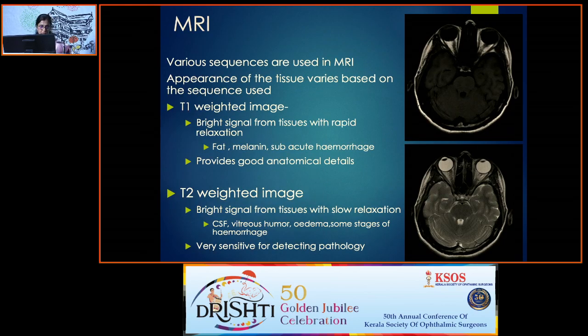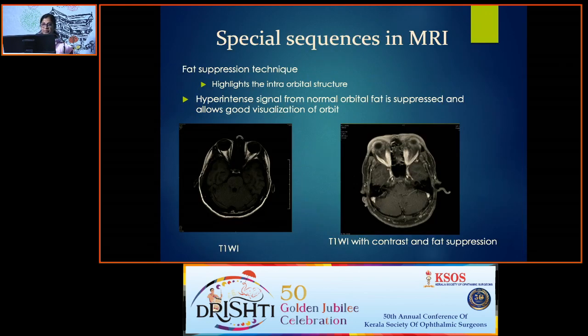So coming to MRI, in the T1 weighted image you get bright signal from fat, melanin and subacute hemorrhage. And in T2 weighted image, vitreous, CSF and edema appear bright, and it is very useful for detecting pathology. And T1 weighted images give good anatomical details.